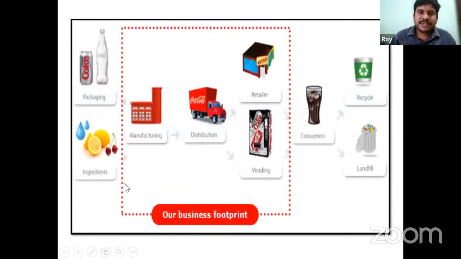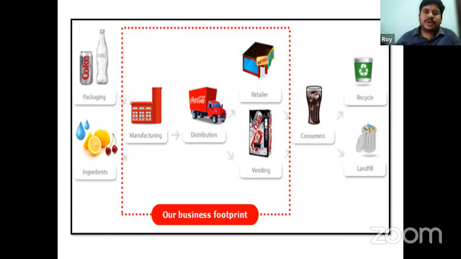I will just show a few images. We know this, right? The packets and different kinds of ingredients will be there. They will manufacture it. This unit itself talks about many things. After that, it will be distributed, and from the distribution channel it will go to the retailers. It will go to vending machines also, wherever, like Domino's and KFC, they are using these vending machines. And it will go to the consumers in bottles. Again, it will be recycled. A few things can be recycled, and the other things which we cannot recycle will go to landfill.